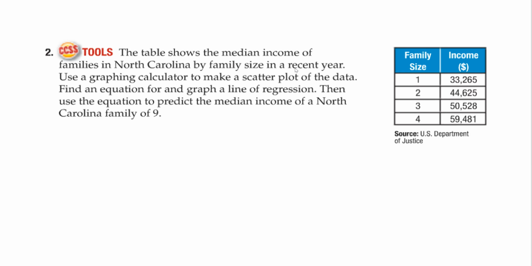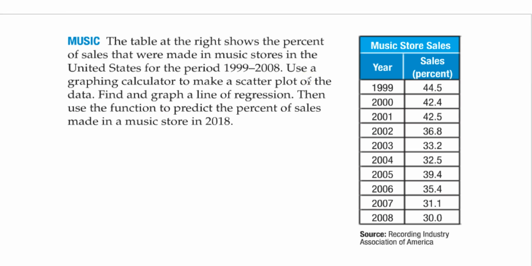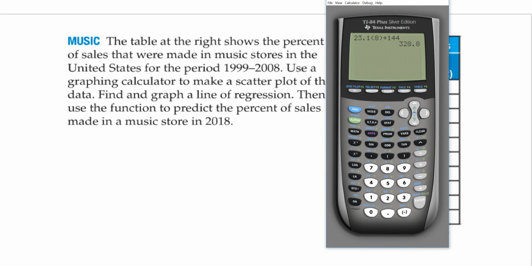Let's go past that. Here we go. The table at the right shows the percent of sales that were made in music stores in the United States in the period of 1999 through 2008. Use a graphing calculator to make a scatter plot of the data, find the graph line regression, and then use a function to predict the sales in 2018. So, same idea. We're going to put all this data into our calculator.